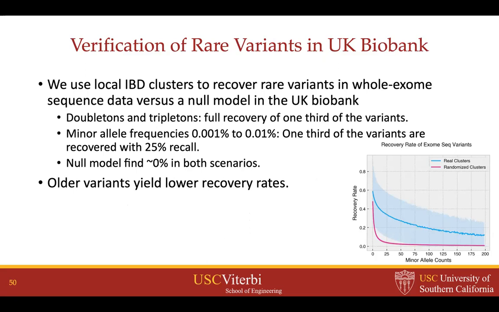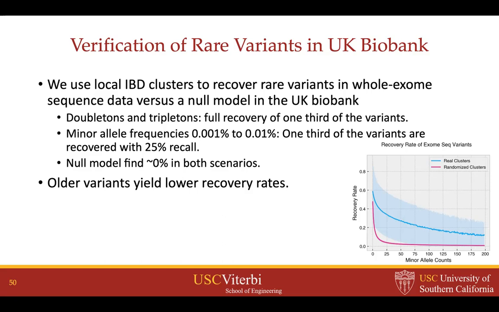As a simple verification of these clusters, we looked at rare variants in the whole exome sequence data of 200,000 individuals in the UK Biobank, and tried to find out for every rare variant if there is a cluster that covers the carriers of that rare variant. We found that for doubletons and tripletons, we can fully recover 1/3 of these variants, while a null model, which is a randomized set of clusters, finds close to 0%.